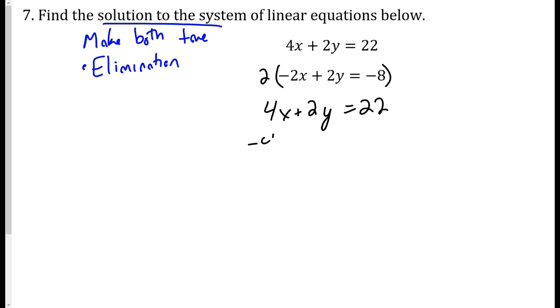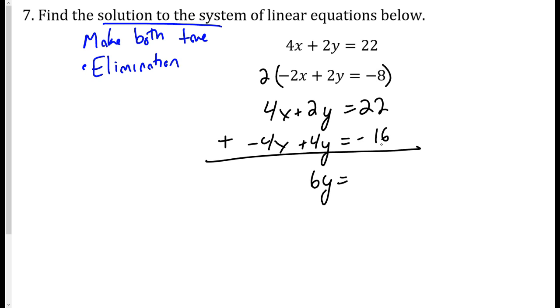So I get negative 4x plus 4y. Don't forget to multiply both sides of the equation. Minus 16. Now if I add those two equations together, 4x minus 4x adds to 0. So I get 6y equals 6. Y equals 1. That's not the solution to the system.